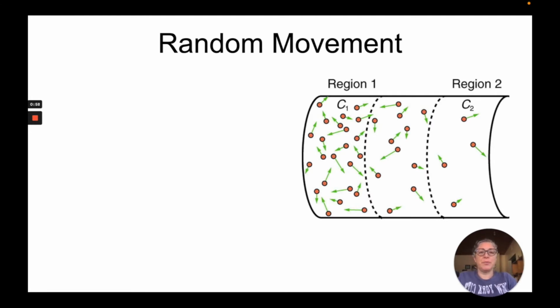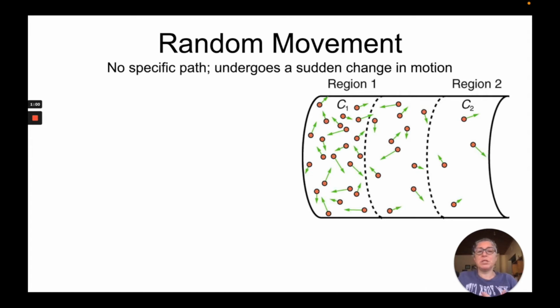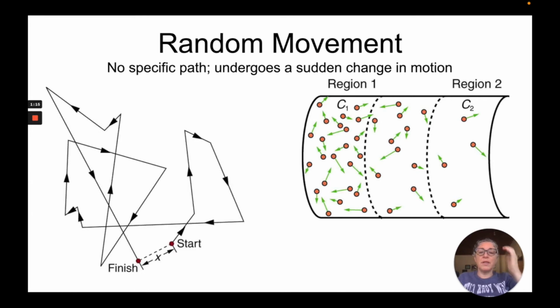So what actually is random movement? Random movement just means that the molecules do not have a specific path that they are traveling and undergo a sudden change in motion, which allows them to change their location. This random change in motion could look something like this diagram, where the molecule has moved in a certain direction and then it moves in another direction and another direction.